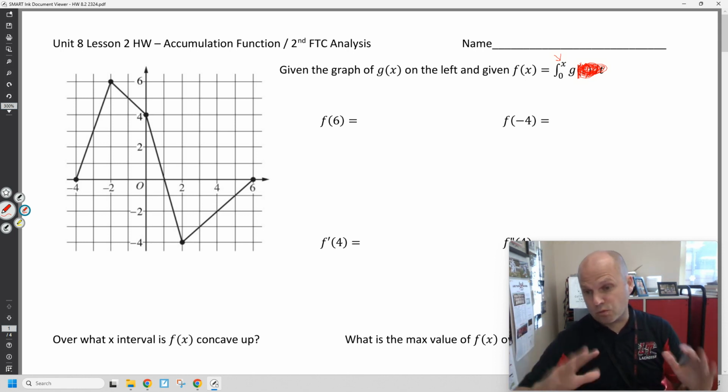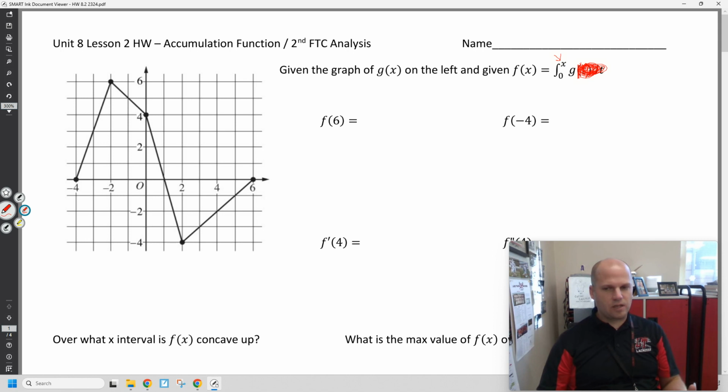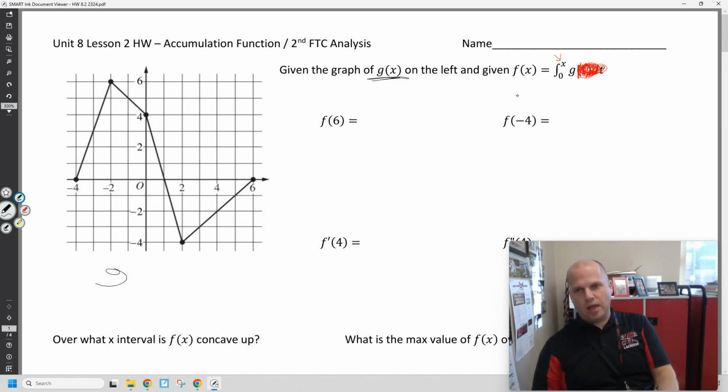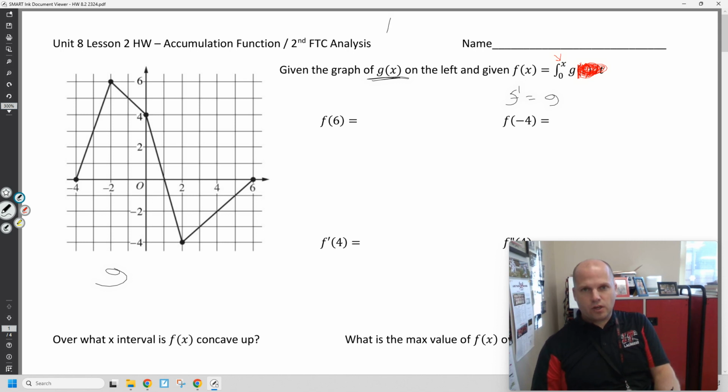And what's great is we're back in x and y land. So all the t's and positions and stuff like that, it's gone. We're back in x's and y's. And the key is understanding what we have. This is the graph of G on the left. Okay, that's the graph of G. And we talked about and discovered in class that the derivative of F equals G. Why is that true? Because accumulations and antiderivatives go hand in hand.